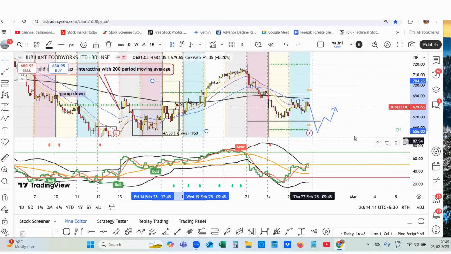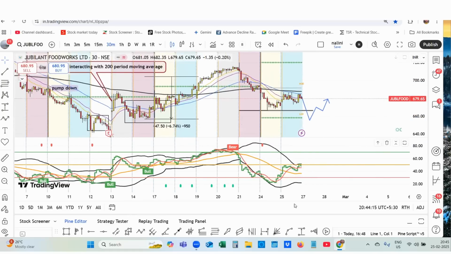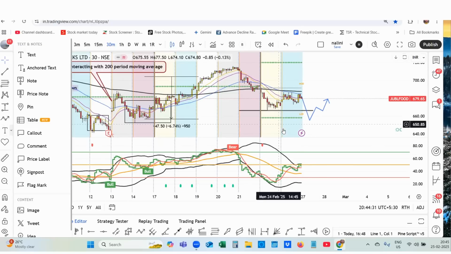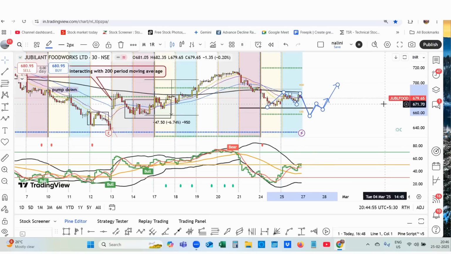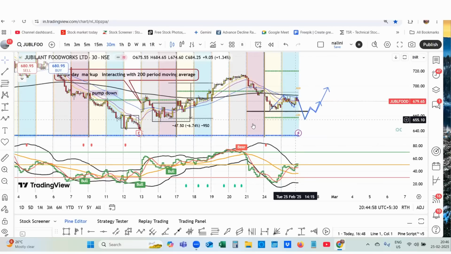Now, at present, it is trying to make a peak formation low. This is Monday, and Tuesday it has come near the weekly low. So suppose it comes down, it is preparing itself because there is a crossover like this. It can go down also. It is interacting with the 20 and 50 period moving average. It can come down, and again the markup cycle may start.